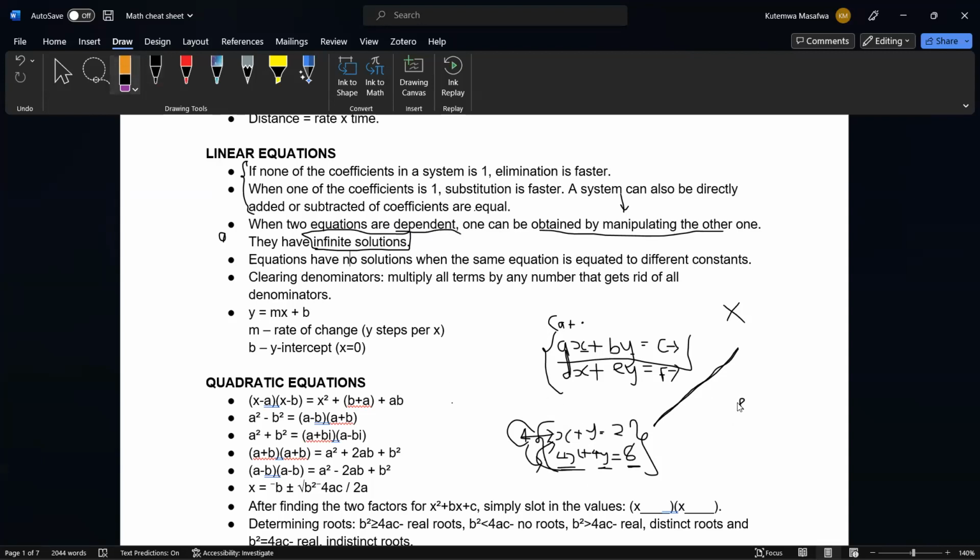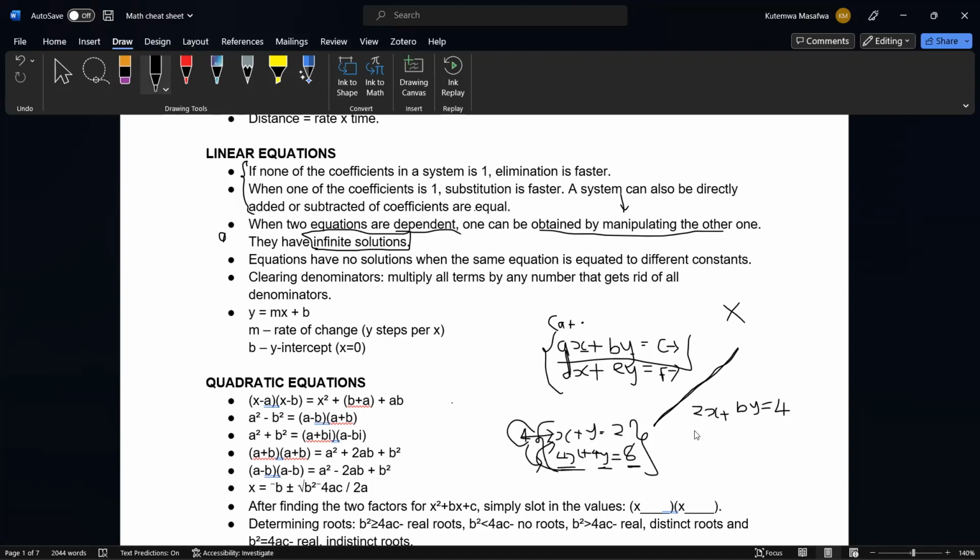So I hope you get the concept. It's the same line, but the second is just multiplied by a certain factor or divided by a certain factor. The way I've seen this tested, I remember one question that was 2x plus by is equal to 4.